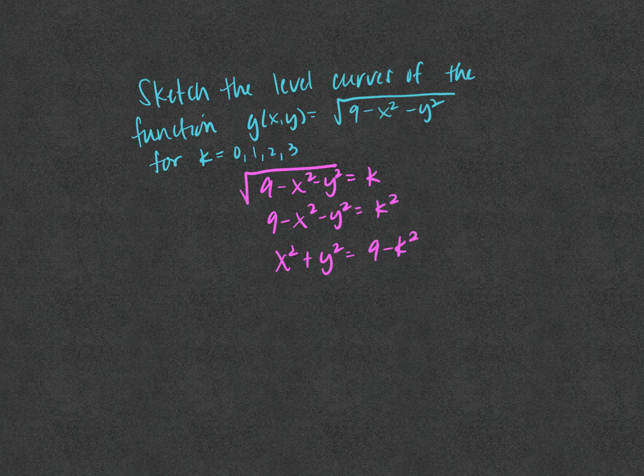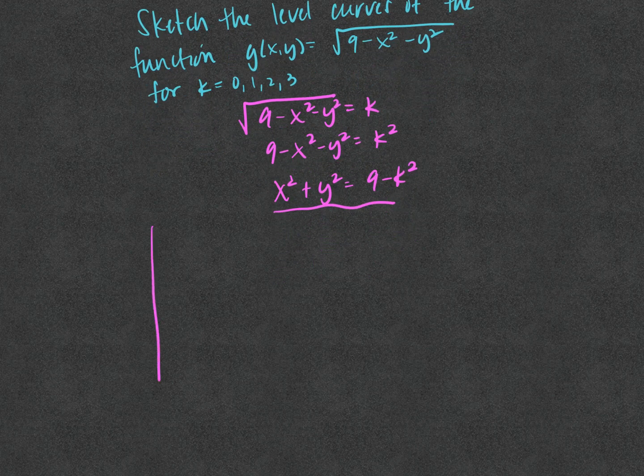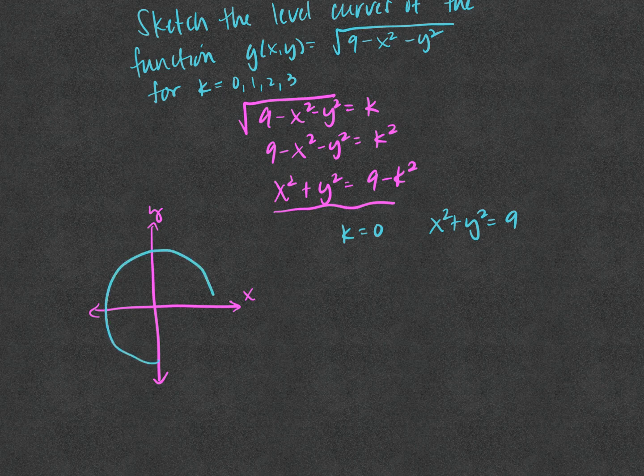Pause for a minute, work through that. It's not hard math. I'm sure you can get there. So what we have here is a circle. Remember that our contour graph is the XY graph. Let's start with k equals 0. So when k equals 0, we have x squared plus y squared equals 9. This is a circle centered at 0, 0 with a radius of 3. So we label it k equals 0.